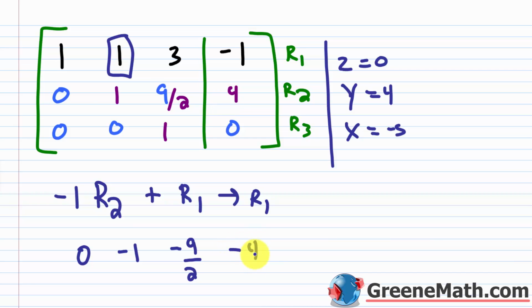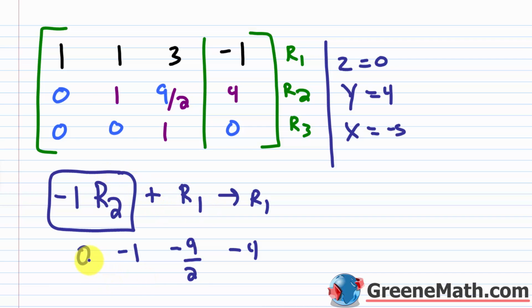So what I'm going to do now is add these results, this part right here, to the corresponding entries in row 1. So we know 0 plus anything is going to leave it unchanged, so I don't need to worry about that. -1 plus 1 is going to be 0. I know that -9 halves plus 3, let's do that off to the side in a minute. And then I would have -4 plus -1, which is -5.